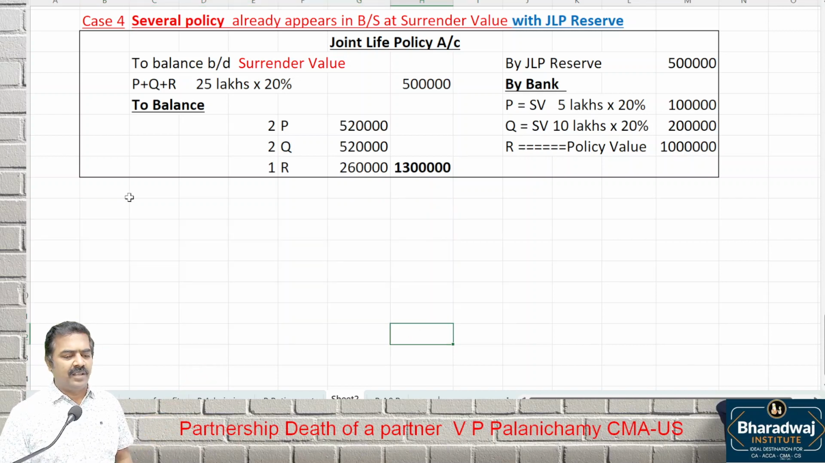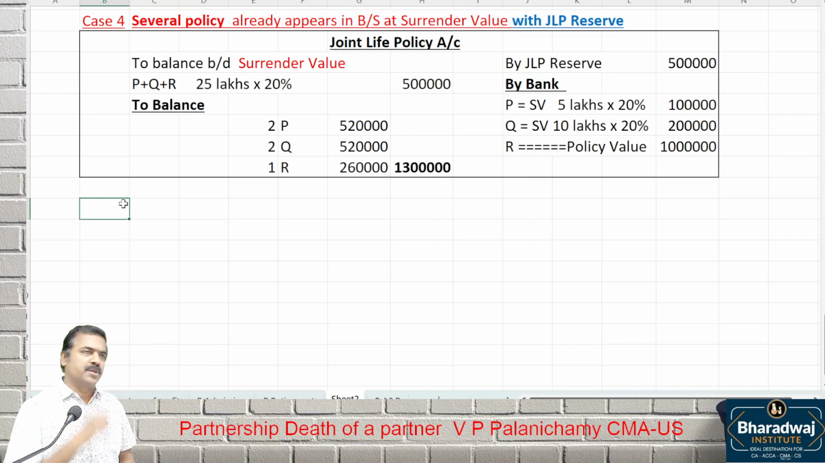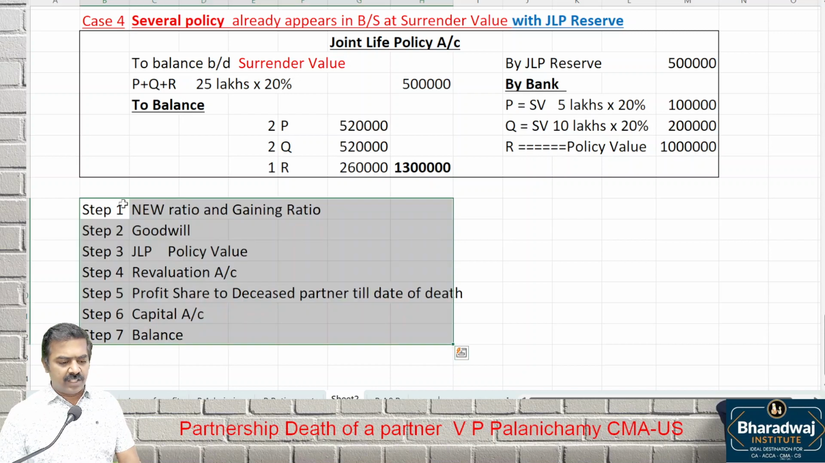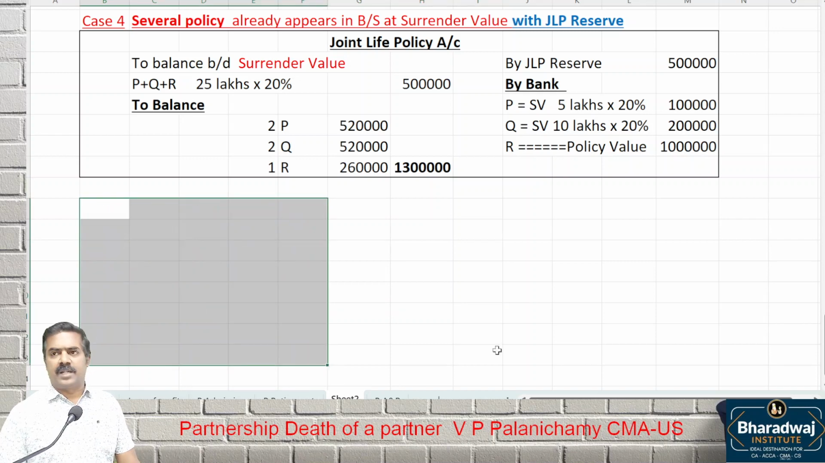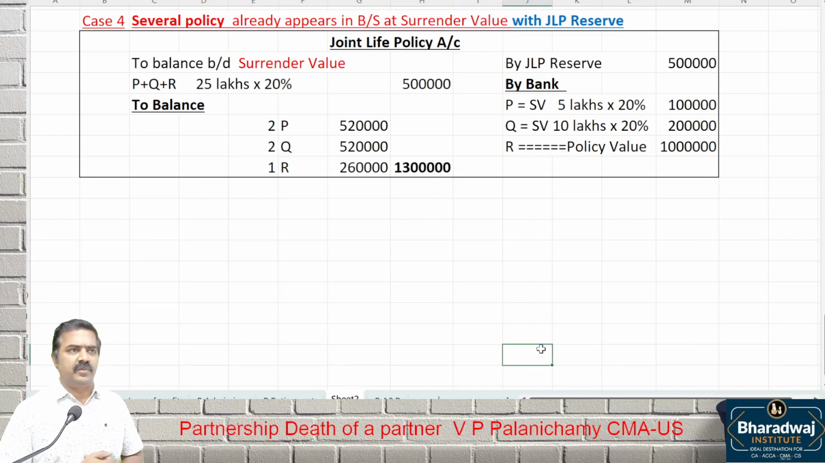So examination retirement of a partner versus death of a partner, you will get more chance of getting which one? Death of a partner. Because all the adjustments are similar to retirement, two adjustments are extra. One is joint life policy. Second is the profit share till the date of death of a partner. Now we learned all the steps. Now we can go to a comprehensive question.